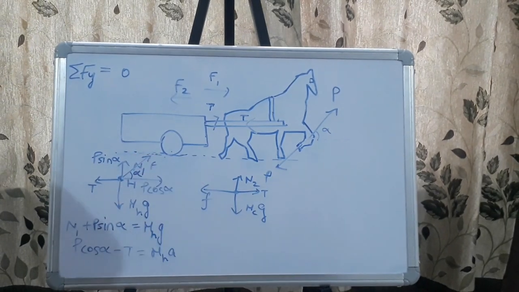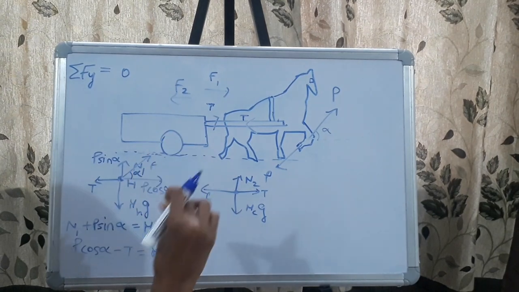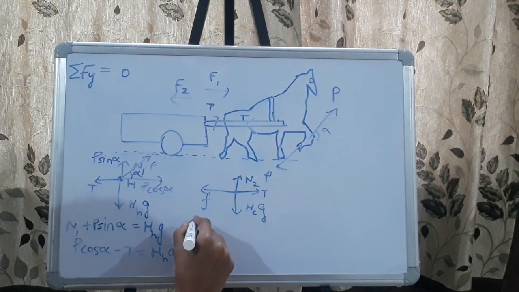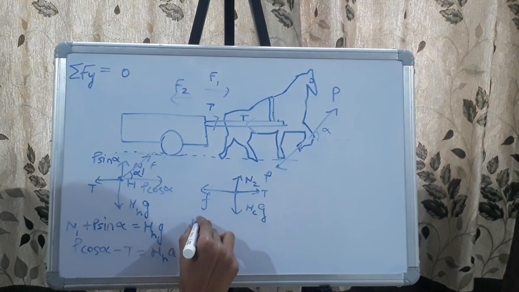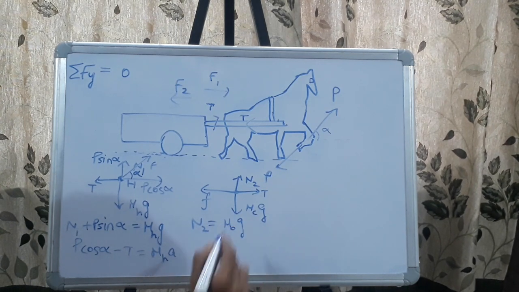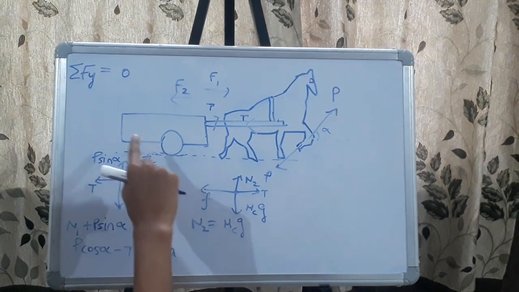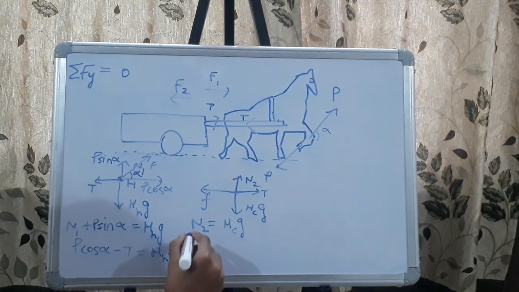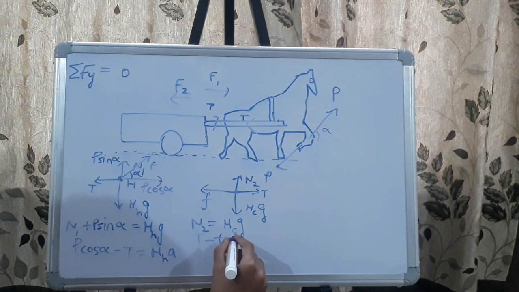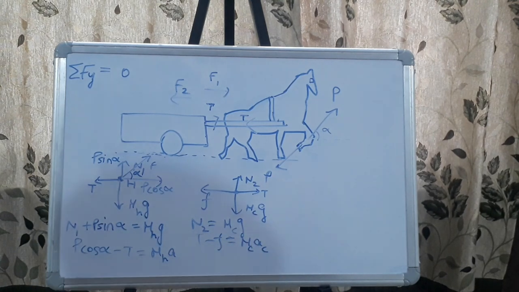So there is frictional force acting in this direction, and the cart is also accelerating with the horse. Again, Fy is equal to 0, because of which N2 is equal to mcg. And the cart is accelerating in this direction, so T minus F is equal to mca. Let me call it AC, the acceleration of the cart.